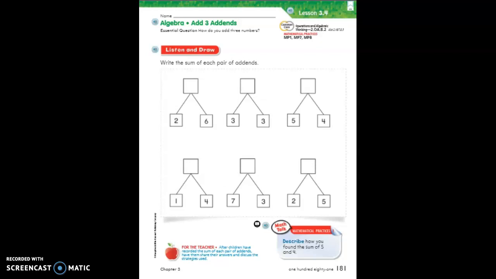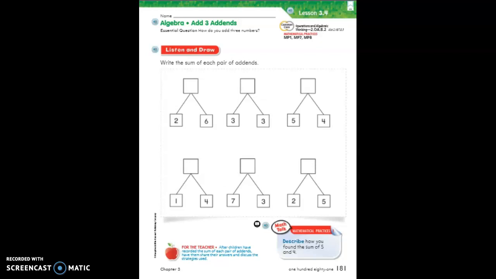Today we are going to work on lesson 3.4 and it's called Add 3 Addends. So you need to make sure you have this page in front of you. It's page 181 and you need your pencil. And remember that you can pause this video throughout watching it so you can stop and work on some of the problems and solve them.